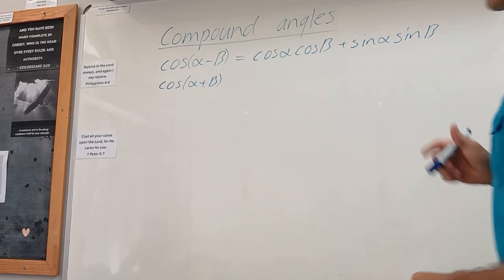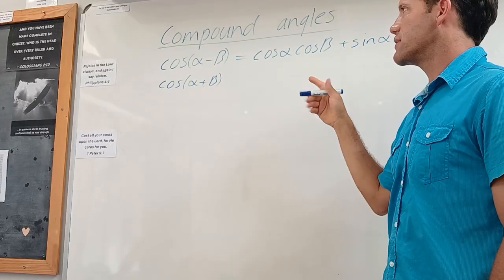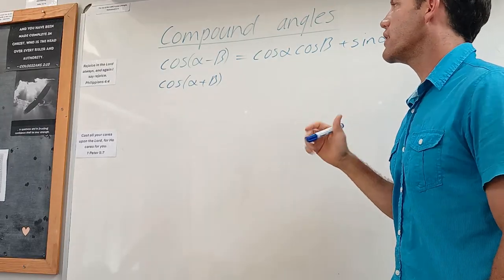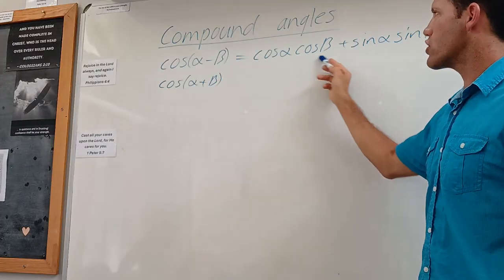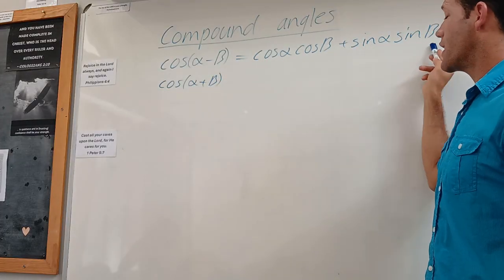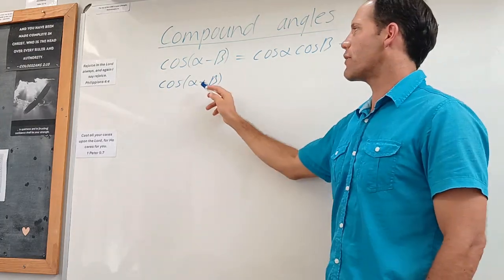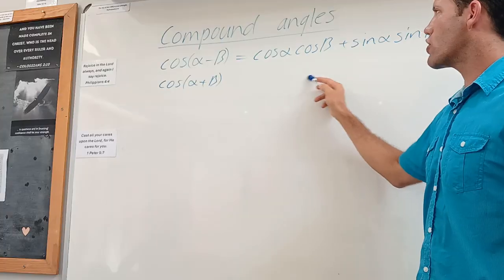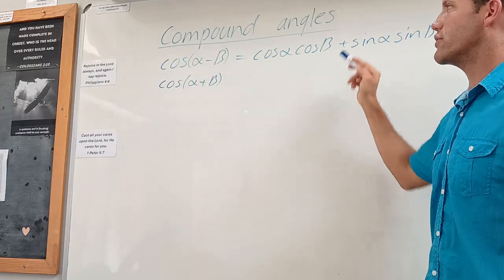Okay, so when we look at compound angle identities, there's 4 identities. Cos alpha minus beta is equal to cos alpha cos beta plus sine alpha sine beta. That's your first identity. The second one is cos alpha plus beta, which is cos alpha cos beta minus sine alpha sine beta. So let's first focus on those two.